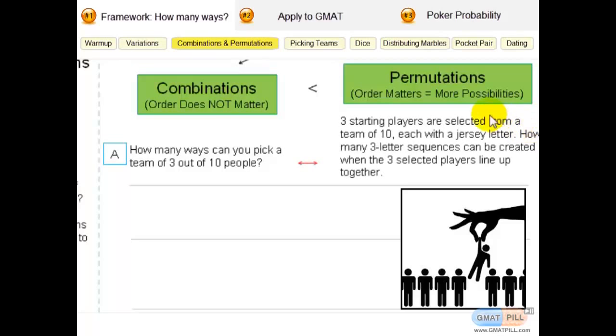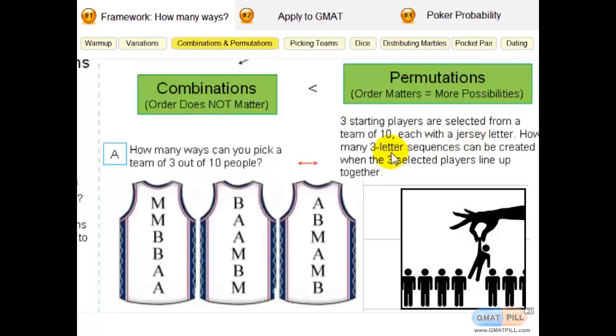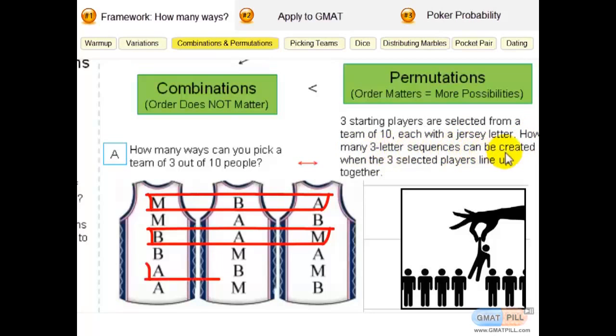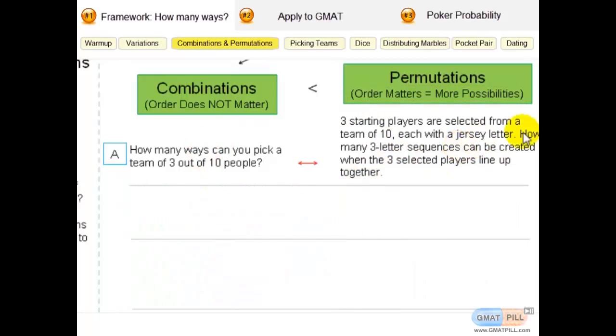Well, that's if you had 3 starting players and each player had like a letter on his jersey, and then they all line up to form some kind of 3-letter sequence word. And how many 3-letter sequences can be created when the 3 selected players line up, right? So this is when order matters. So this is when order does not matter. This is when order does matter.